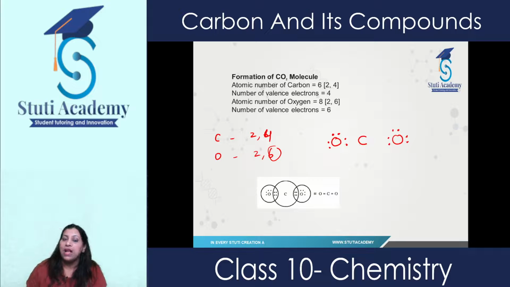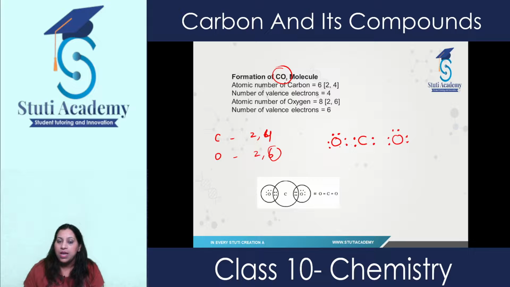And this carbon has 4 valence electrons. So I'll write these 4 electrons like this because it will share 2 electrons with each of the oxygen. If it shares these 2 electrons, it attains inert gas configuration 2,8 and 2,8. So this oxygen becomes stable, this oxygen becomes stable, and this carbon also becomes stable in nature. So in this manner, if they are sharing their electrons, they all become stable, which results in the formation of carbon dioxide.